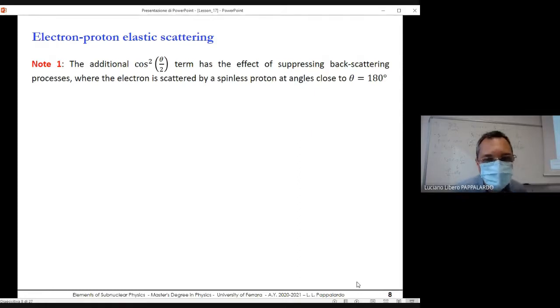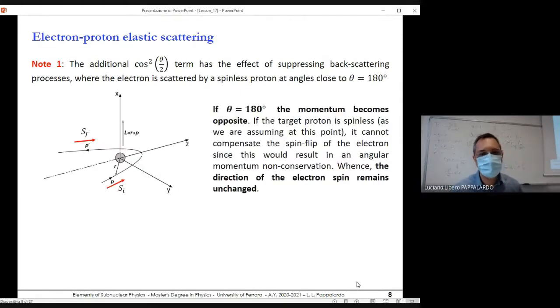So this additional cos square term has the effect of suppressing backscattering processes. So where the electrons scattered at 180 degrees backward. Okay, why do we want to have this suppression? This is all about angular momentum conservation. So suppose we have an incoming electron with a momentum p, okay, and a spin aligned with the momentum. So in a positive helicity configuration, okay. And in our approximation, the proton is spinless, okay? So being spinless, it cannot absorb any change of the spin of the electron, okay? It is just spinless, a scalar object.